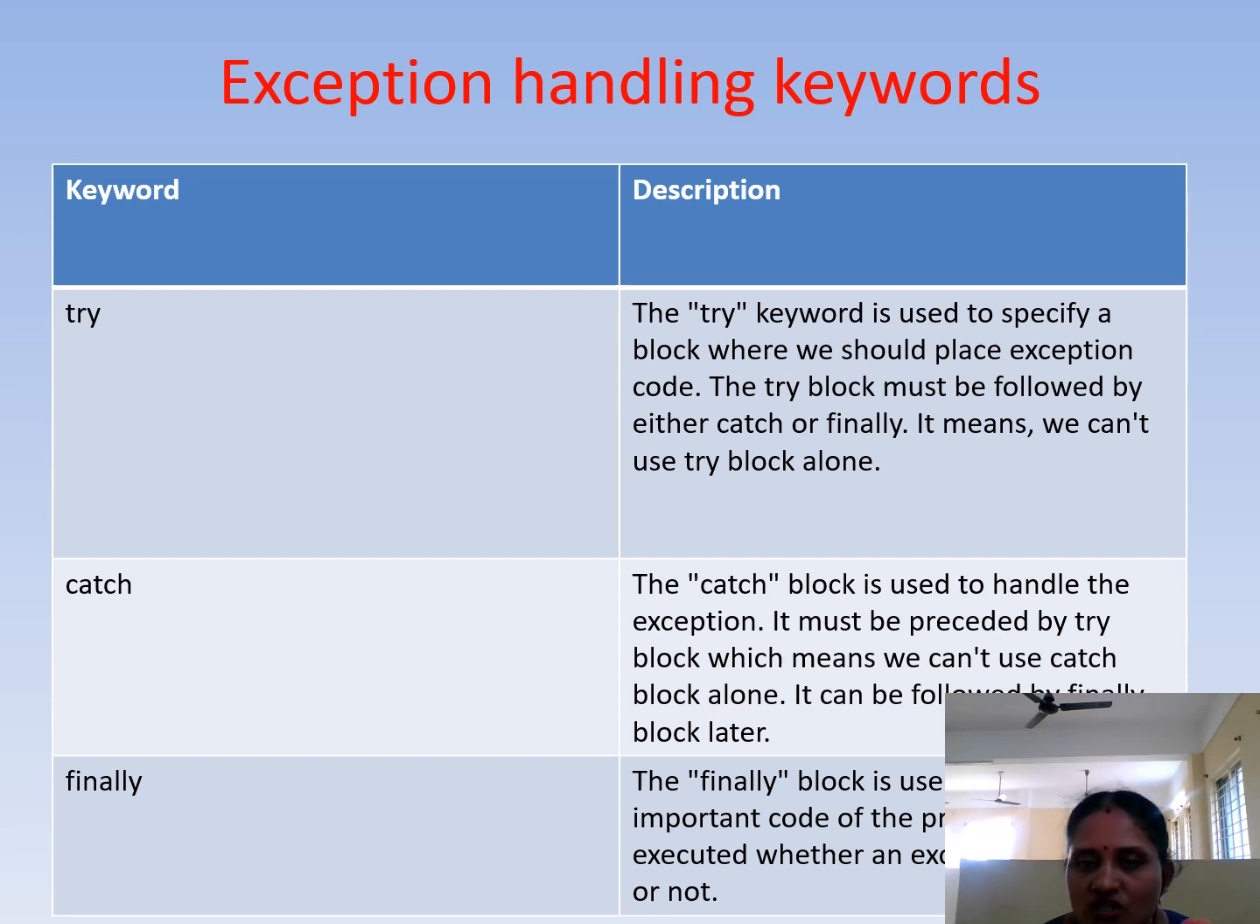The next one is the catch keyword. The catch block is used to handle the exception. It must be preceded by a try block, which means we cannot use the catch block alone. The finally block is used after the catch block. It is an important block in exception handling, as it is executed whether the exception is thrown or not.